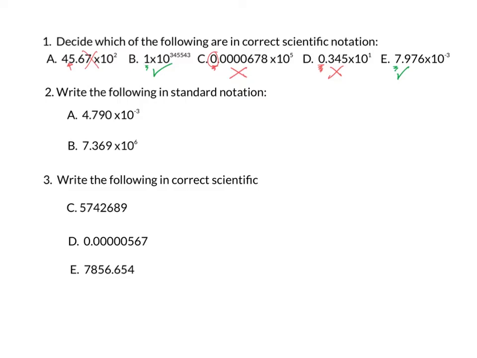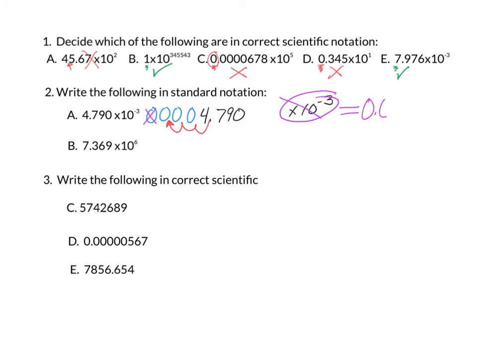Please pause the video for answer A. I'm going to rewrite the numbers so that I have somewhere to work to show the work. Since the exponent is a negative 3, that means that our answer will be something that is smaller than 1, and so we're going to be going backwards with our decimal point. We're going to have to add some zeros in as placeholders, and we will find our answer after we go back 1, 2, 3 spaces is 0.004790.